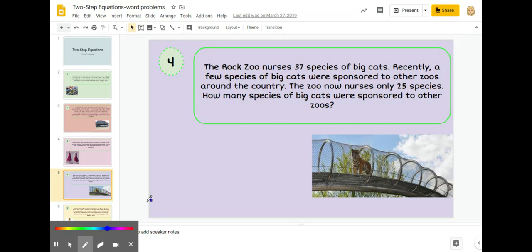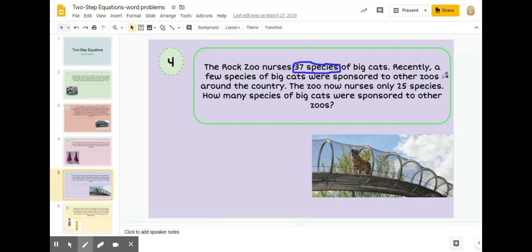All right. The Rock Zoo nurses 37 species of big cats. 37 species. At least it's not birds. Hey, that's not too bad. Recently, a few species of big cats were sponsored to other zoos around the country. So they were sponsored to other zoos, meaning they were sent out to other zoos.